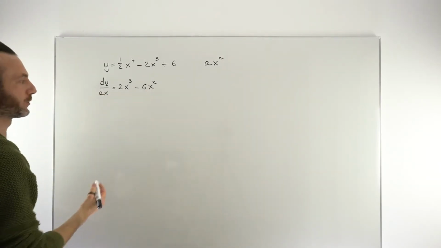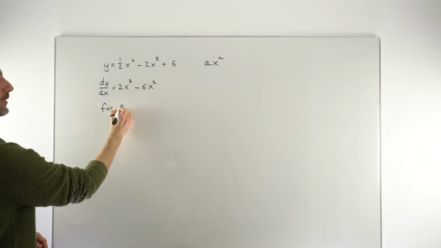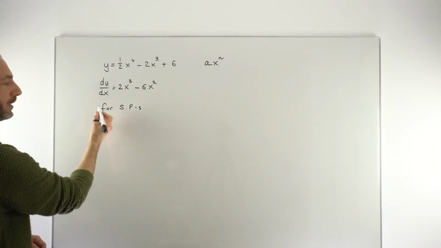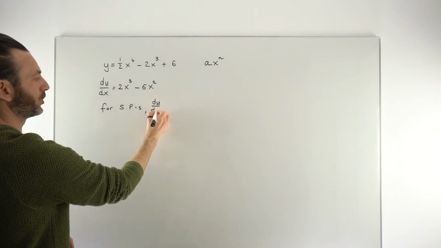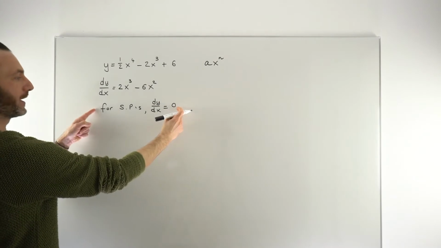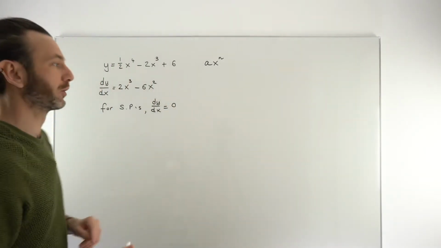How are we going to use that to solve the problem? Well, the key fact is that for the stationary points, which we can abbreviate to SPs, and this is an important line of working to get in there, the derivative, in this case dy dx, or f dash x if you're using the other notation, equals 0. That is the absolute key. So at the stationary points, the derivative equals 0. You need to get that line of working in there.